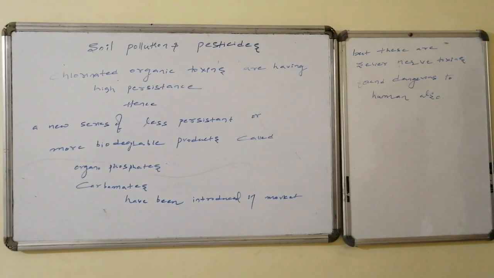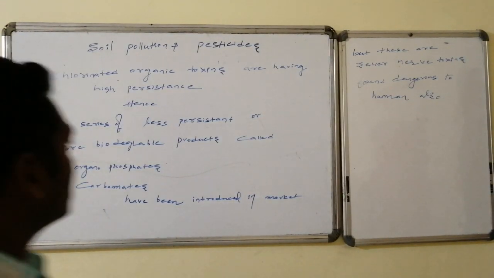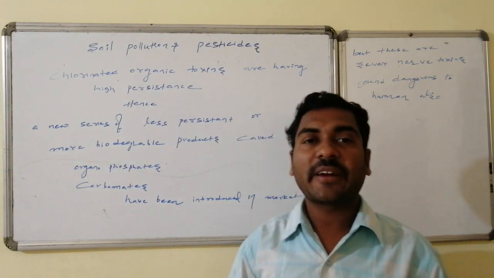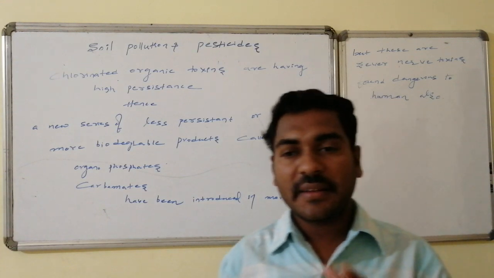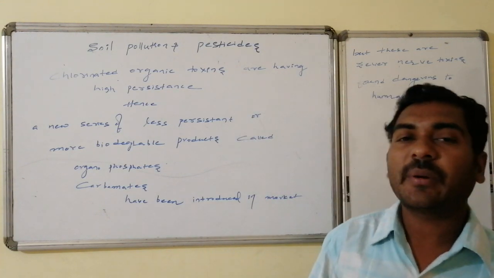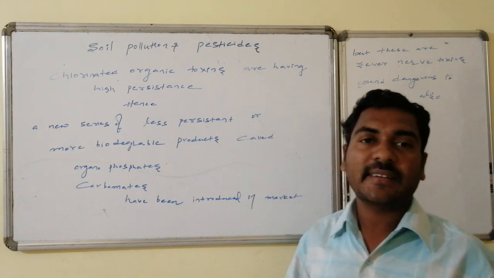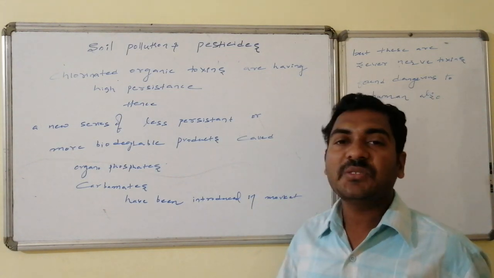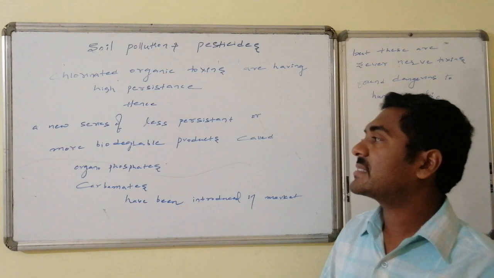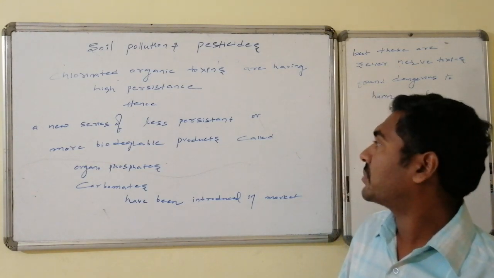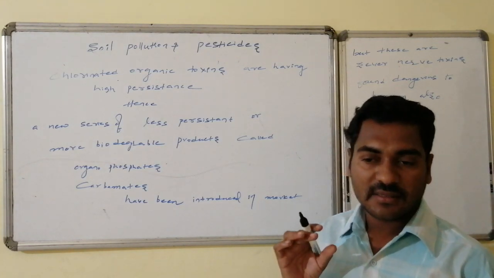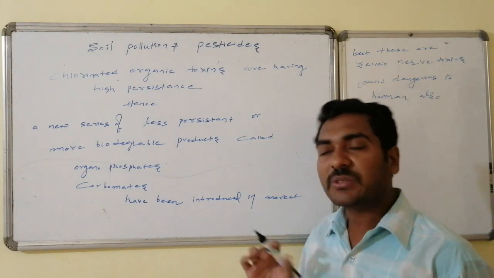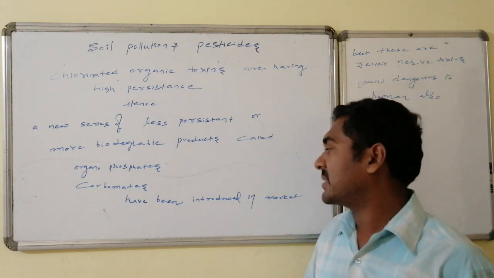Chlorinated organic toxins have high persistence. That is, they have very little biodegradability and very target oriented action, but if they miss the target, they have most of their adverse effects. So a new series of less persistent or more biodegradable products were introduced by the industries in the form of pesticides, and those are organophosphates and carbamates.